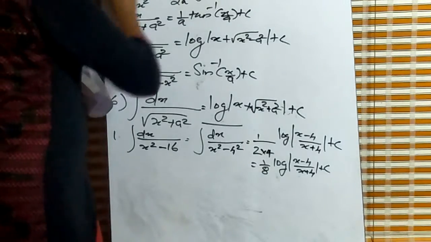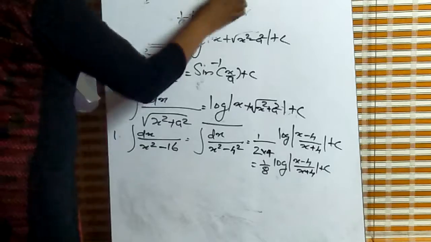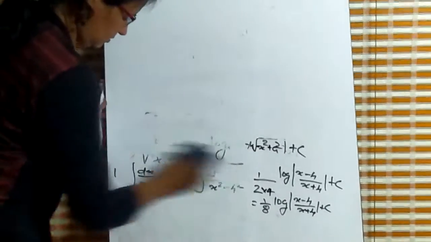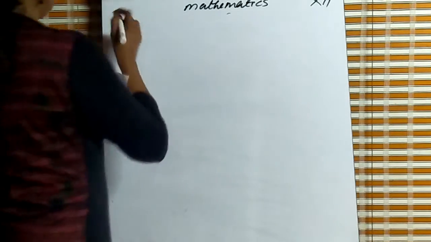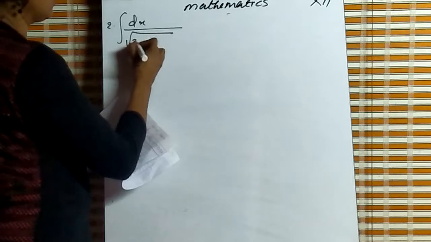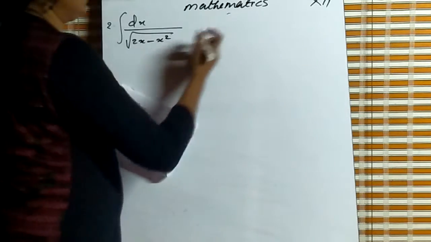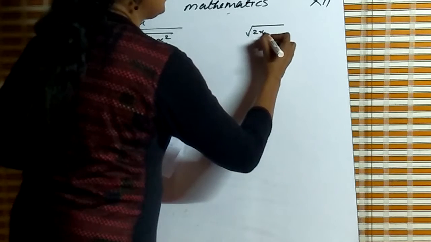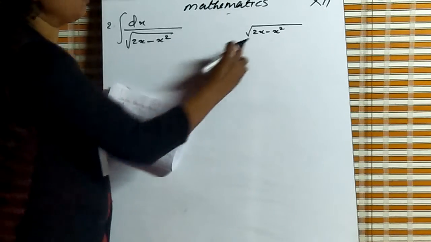Second question. Question number 2, integral dx by square root of 2x minus x square. Here we use the method of completing the square. Here our question is 2x minus x square. The method of completing the square means, first, we find the coefficient of x.